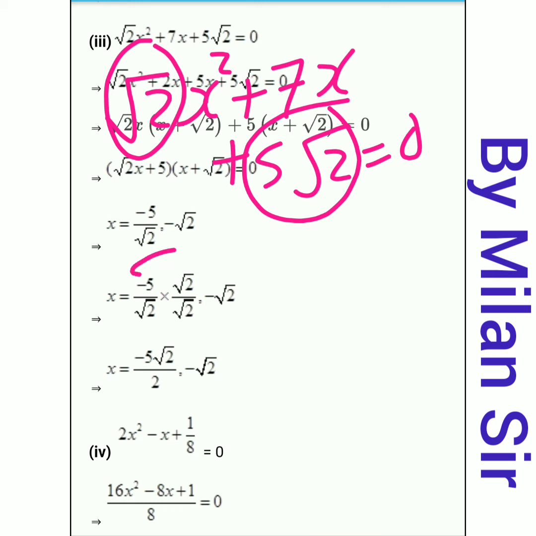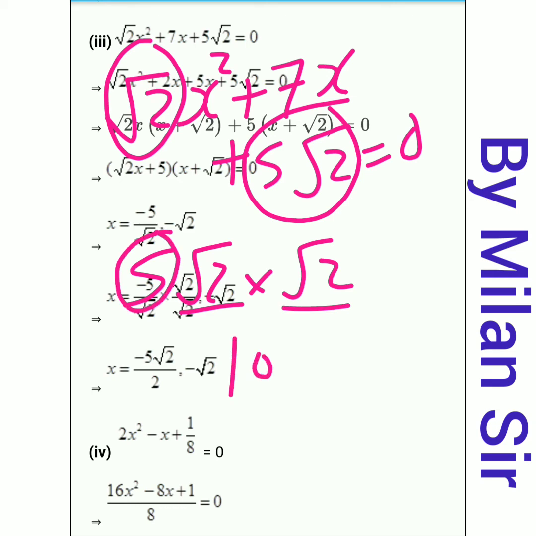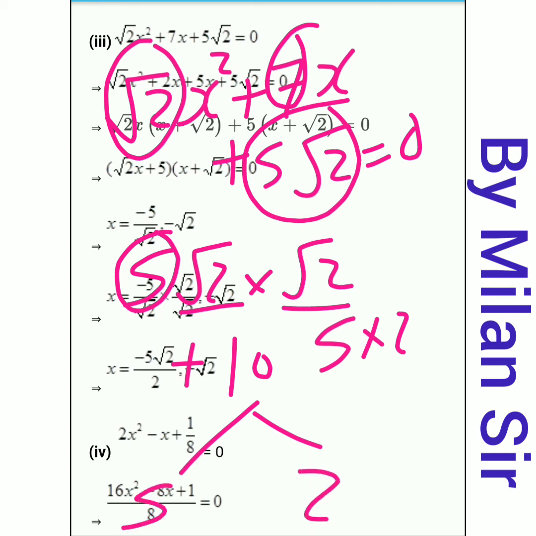So 5 under root 2 multiply under root 2. Now under root 2 times under root 2 is only 2, and 2 multiply 5 is 10. Plus, plus, plus. So we need to factorize this 10. Here we have a positive sign, right? So we want such factors of 10 that if we add them, we get the answer 7. We need to use the addition process here. So factors of 10, it is 5 times 2, right? And 5 plus 2 is 7. So we can use these factors.